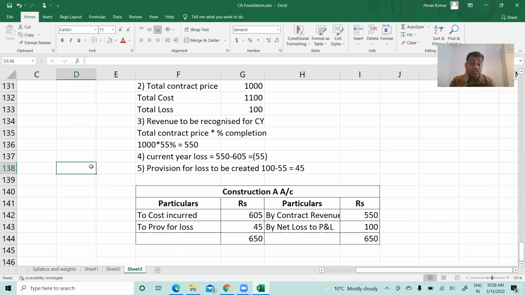So how many of you understand this answer? If you understand, type yes.